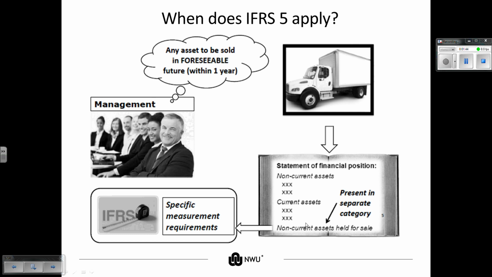And can you see, it will fall under your current assets. It will be sold within 1 year, but it is a separate category. It's now non-current assets, but it's held for sale. So it will be underneath your current assets, as it is something that you expect to dispose of within 1 year.